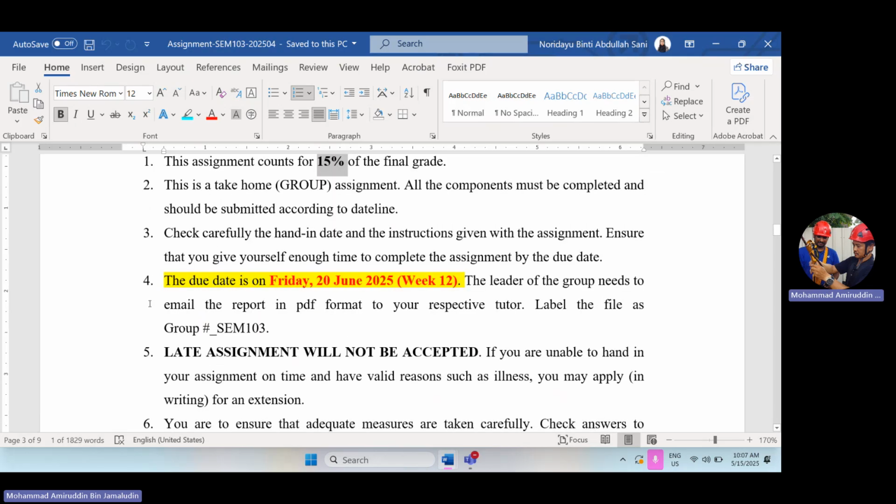You need to email me for the submission of this assignment report. It must be in PDF format. Okay, PDF format. Do you know my email address? You can search, right? Find my name. Okay, send through email, and then name your file with your group number.